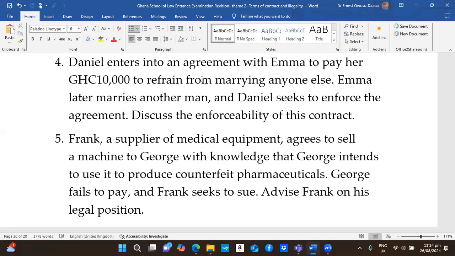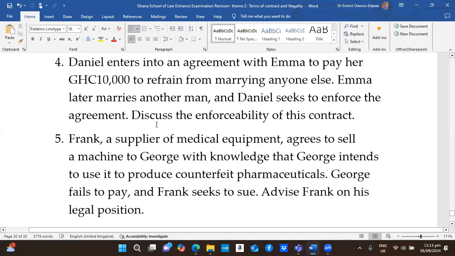What happened? There was an agreement by a man not to marry anyone except a particular woman, and it was held to be void and against public policy. Okay, good. So let's look at the other one.